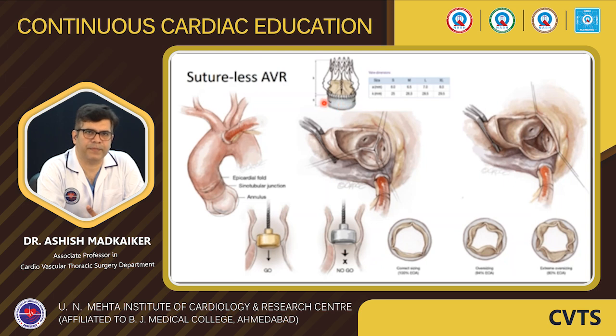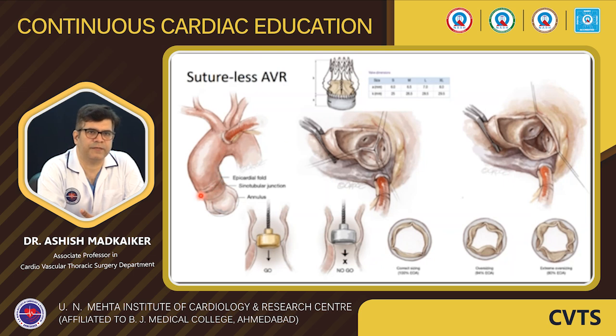First is the skirt of the valve, which remains in the LVOT, and the second portion is the stented portion of the valve, which neighbors the valve. If we see the length of this stented portion, it is between 25 to 30 millimeters, and that means around 3 centimeters.